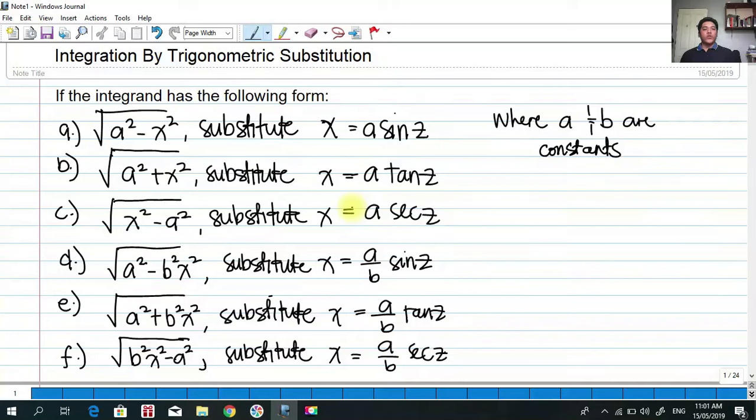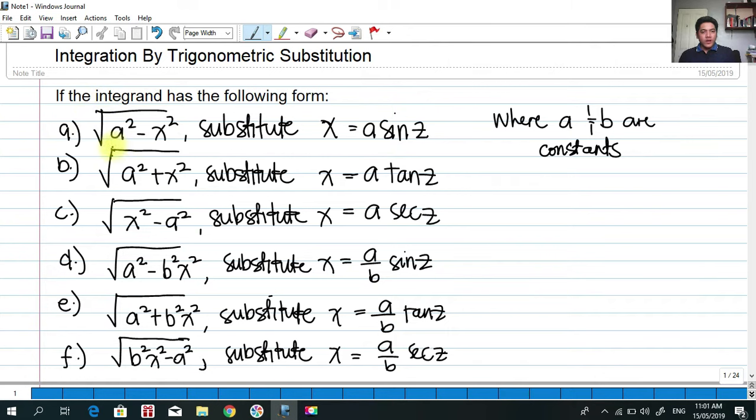Hi, so for today we're going to talk about integration by trigonometric substitution. And we have the following formulas for us to integrate some integrals using trigonometric substitution. And we have to memorize all of these formulas. And if the integrand has the following form, for example, the integral has this form, okay?